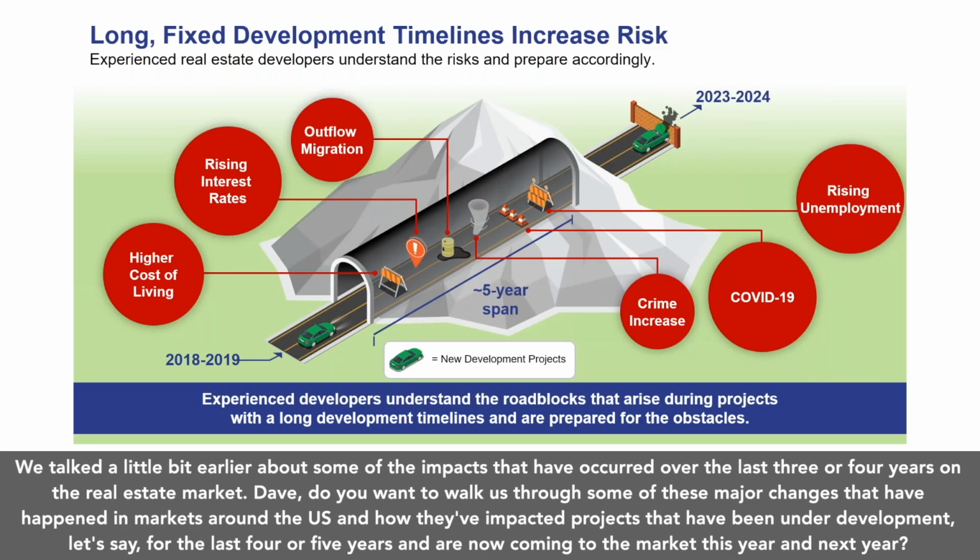Got it. So we talked a little bit earlier about some of the impacts that have occurred over the last 3 or 4 years on the real estate market. Dave, do you want to walk us through some of these major changes that have happened in markets around the U.S. and how they've impacted projects that have been under development, let's say, for the last 4 or 5 years and are now coming to the market this year and next year?